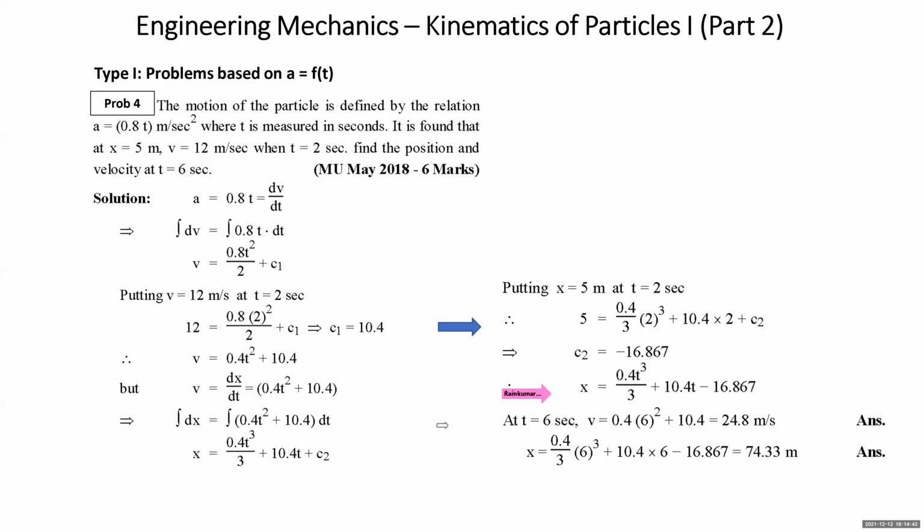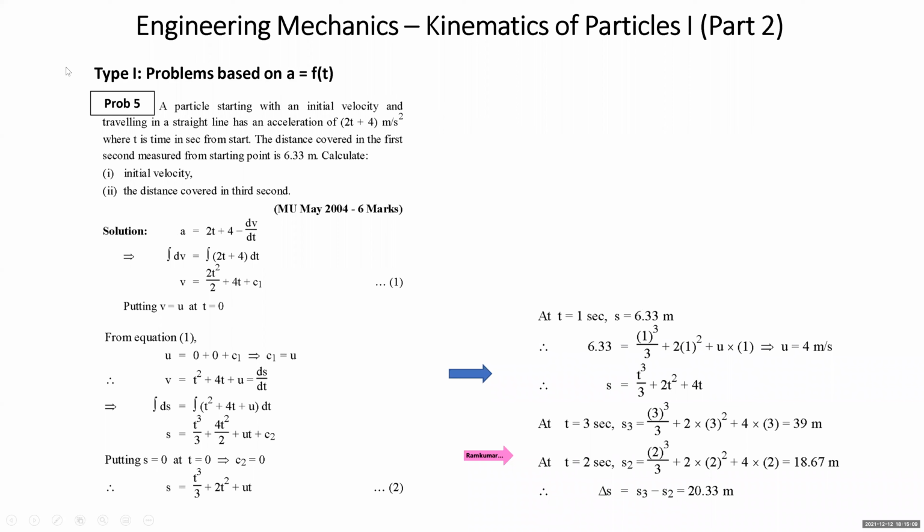Now you have arrived at the displacement expression, you have arrived at the velocity expression. Now you need to put t is equal to 6 seconds in the velocity expression, you get velocity as 24.8. And at t is equal to 6 seconds, if you put it into this, you get displacement as 74.33 meters. Okay, we move to the next sum.